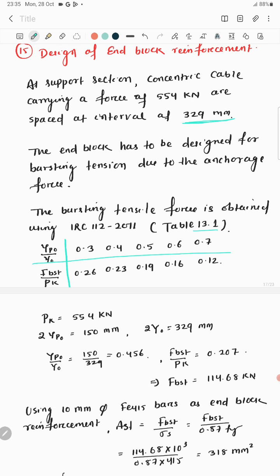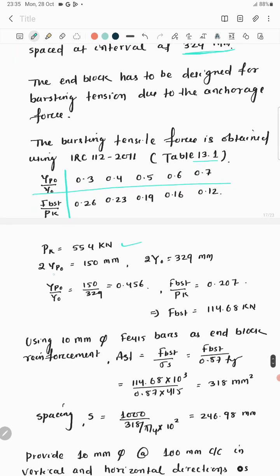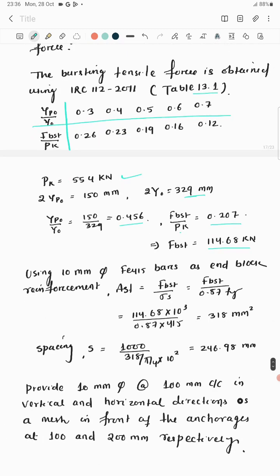So in our case, the PK value is 554 kilonewton, and this YP0 value is 150, and Y0 is 329 mm. The spacing we have taken is 329 mm. So this ratio will be 0.456. The corresponding value of FBST by PK is 0.207 from table number 13.1. So FBST value is equal to 0.207 into PK, that is 554, that is equal to 114.68 kilonewton.